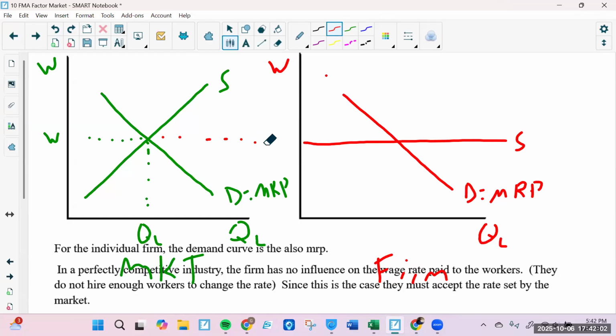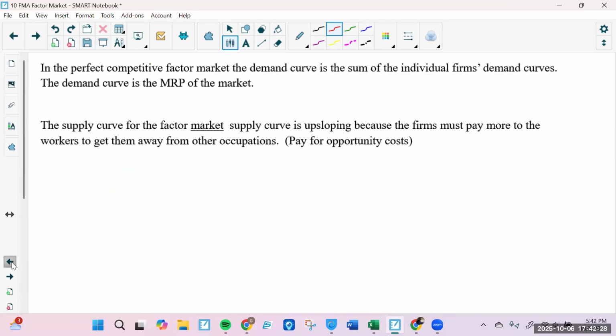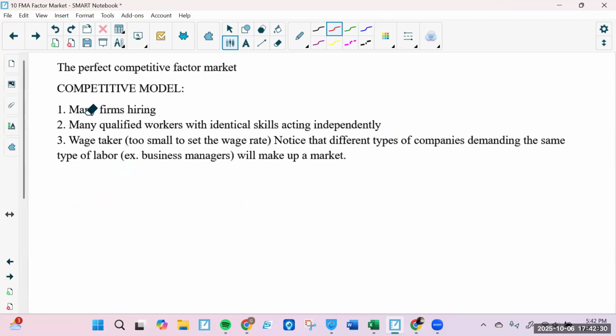Why is it perfectly elastic? Because let's say the wage rate is $10 an hour. There's lots and lots of high school kids that can and will work for $10 an hour. So if Brewster's wants to hire one worker, way over here, they can. If they wanted to hire 100 workers, way over here, they can. They can find 100 workers because there's that many. If you go way back to what I said a few minutes ago, there are many firms hiring, and there's also many qualified workers.